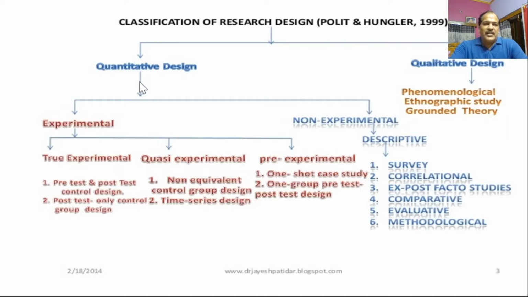In the case of the quantitative design, the experimental can be true experimental, quasi-experimental, or pre-experimental. In the case of the non-experimental, it can be survey, correlational, ex post facto studies, comparative, evaluative, or methodological types of studies. In this way, the quantitative methods also differ from the qualitative method.